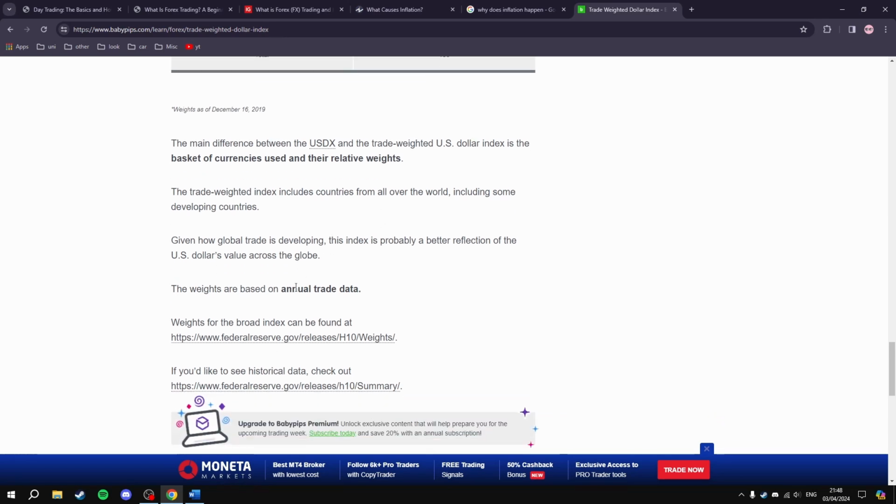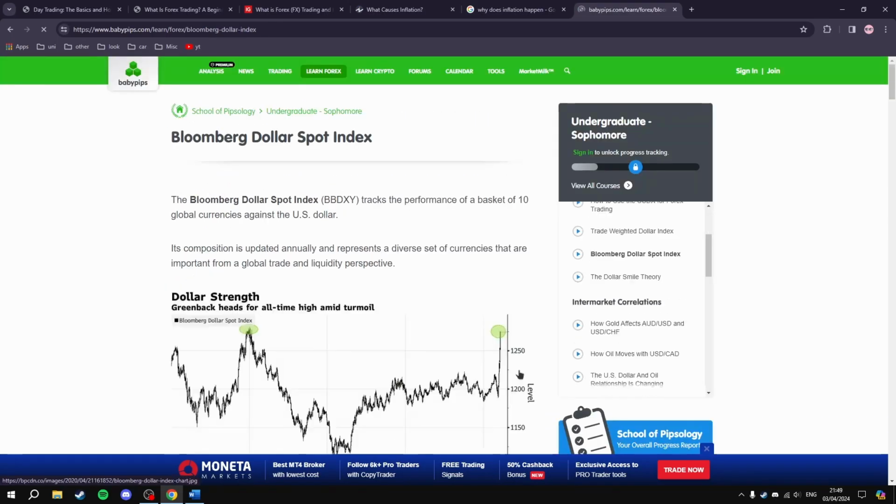Weights are based on the annual trade data, so basically the index is probably a better reflection of the US dollar's value across the globe. Weights for the broad index can be found at the website here, and looking at historical data you can see it right here. So now that's out of the way, we're on to the Bloomberg dollar spot index.